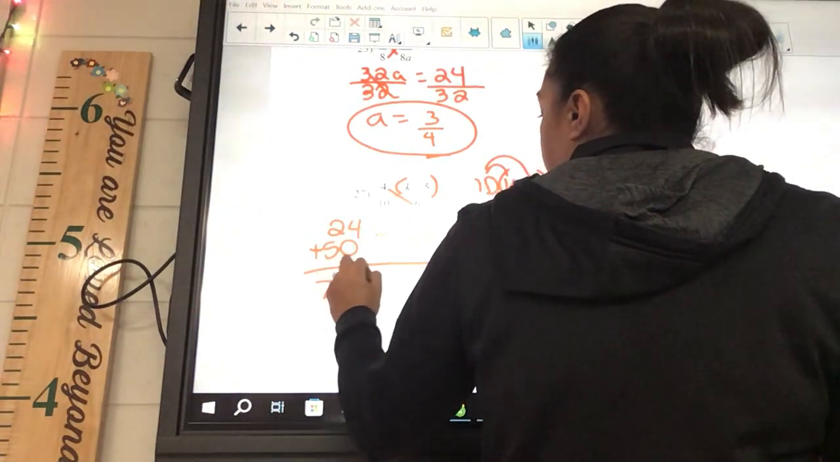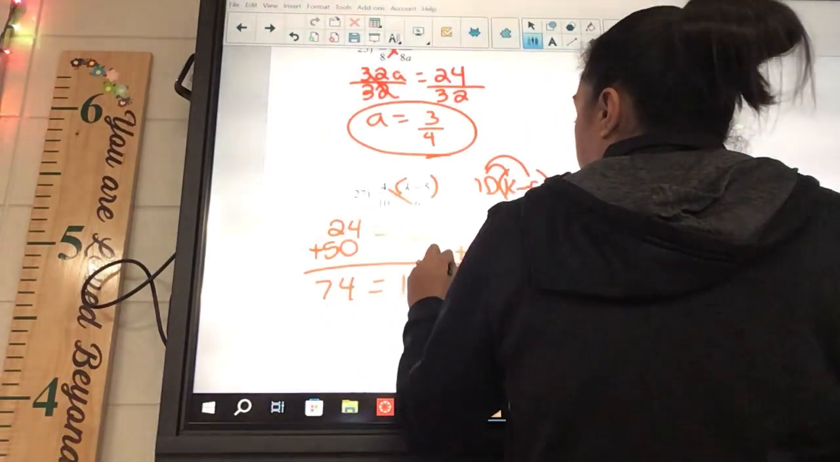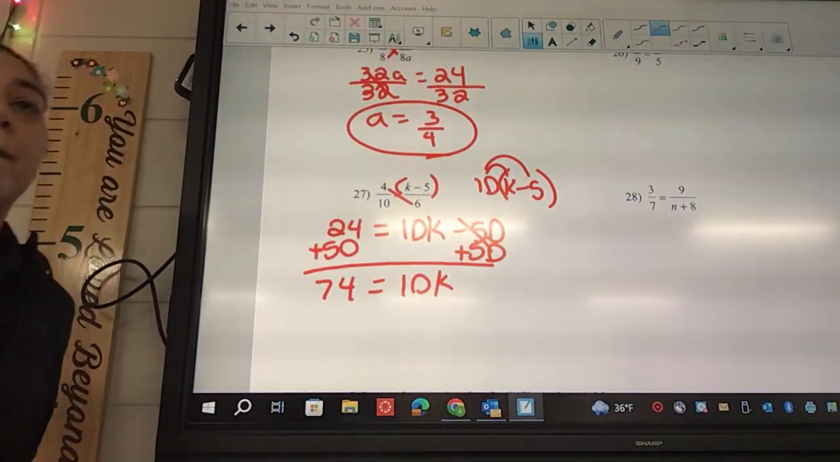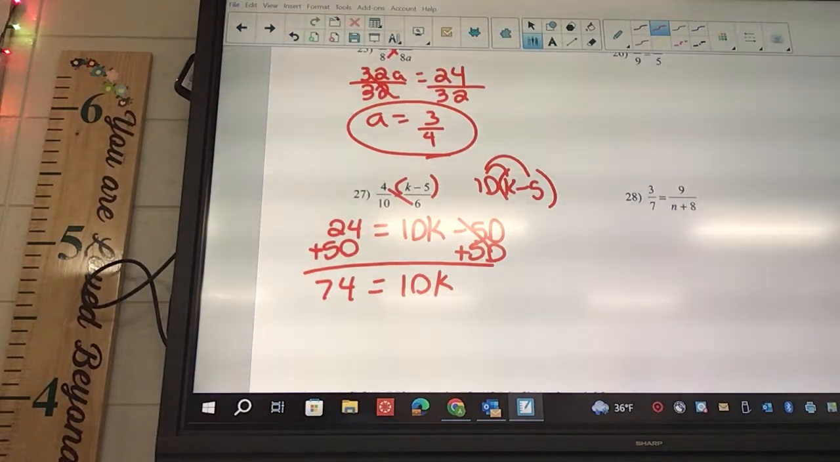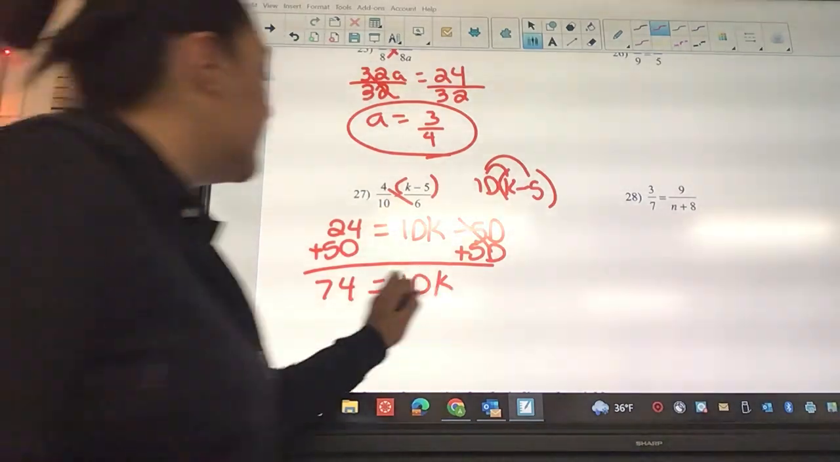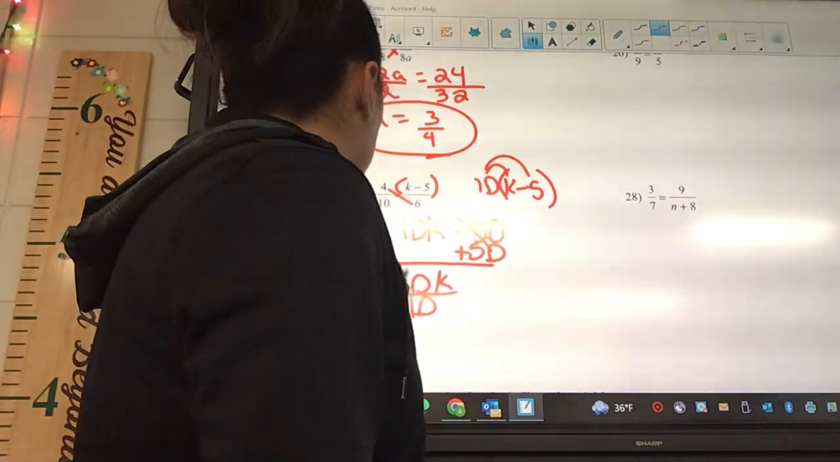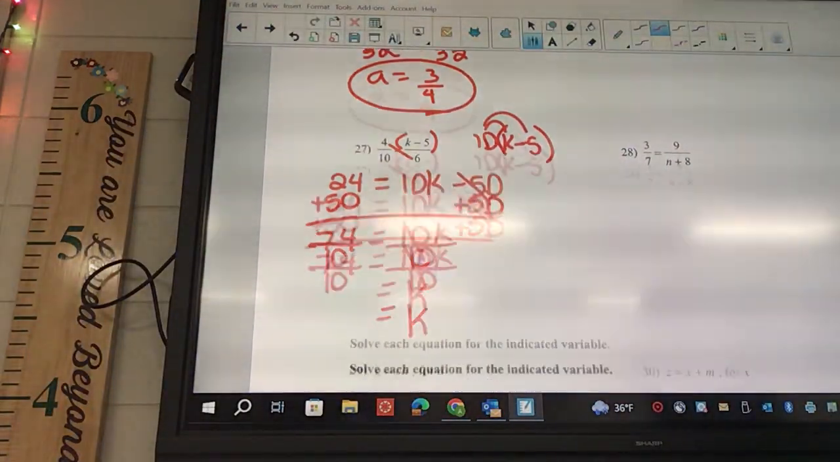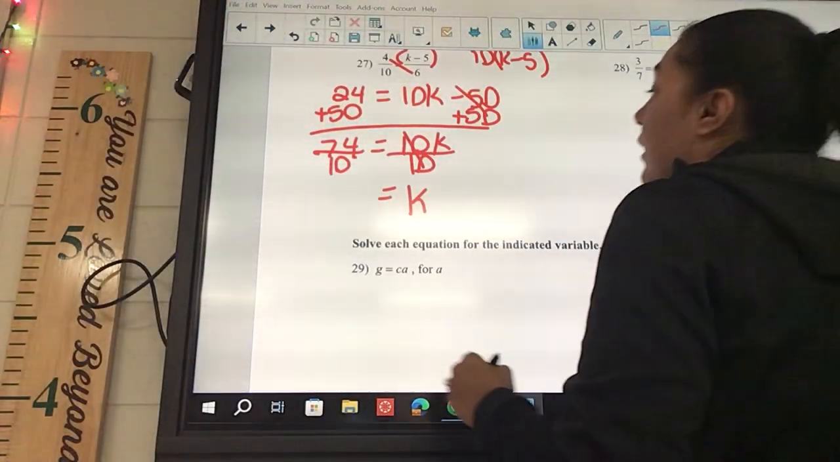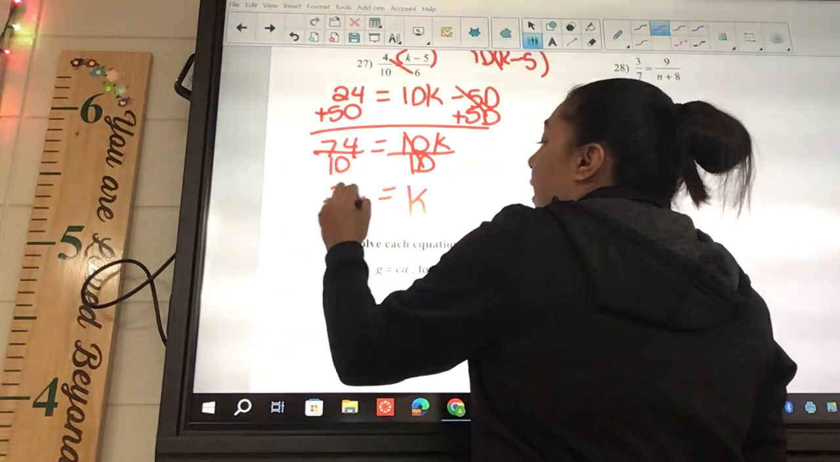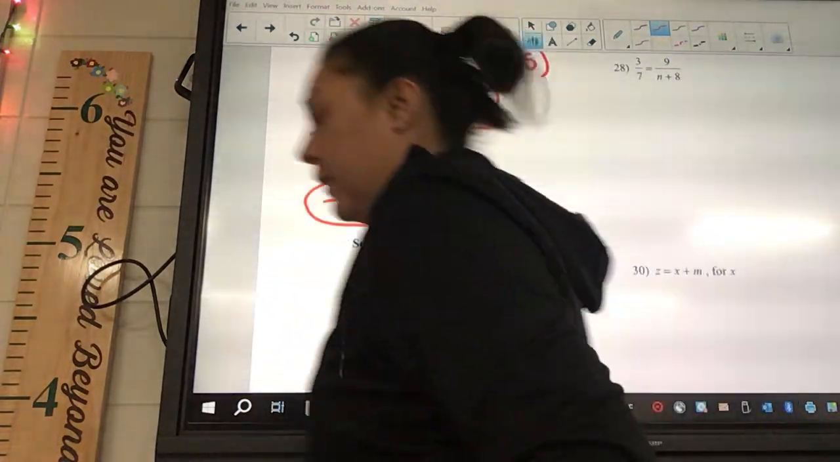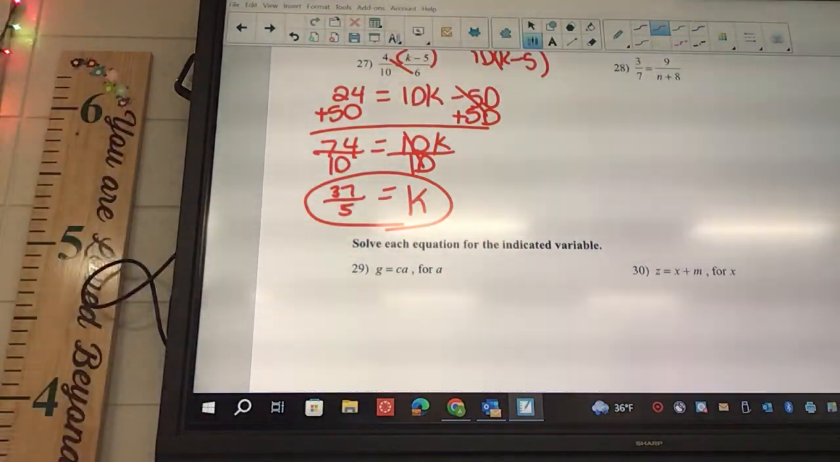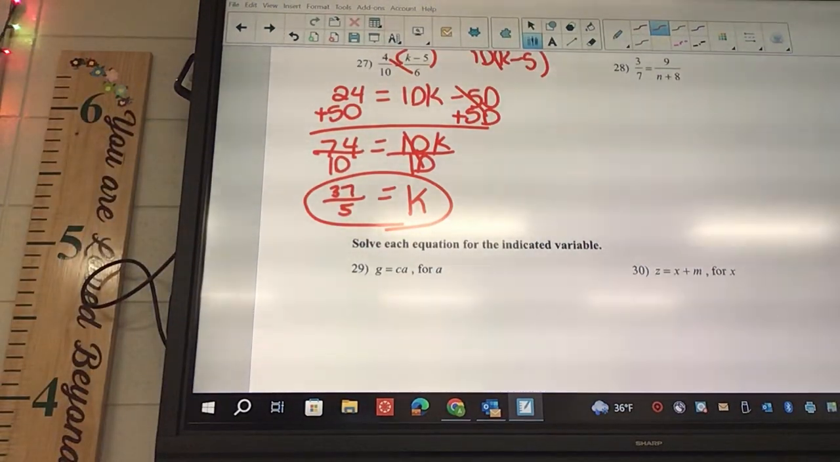Okay, so I got 74 equals 10k. Then what needs done? We're gonna divide by 10. Okay, and what is 74 divided by 10? 37 over 5. 37 over 5? Okay. And again, those ones, they may be in a decimal, they may be in a fraction, okay? As long as you can get there, then you'll be cool.